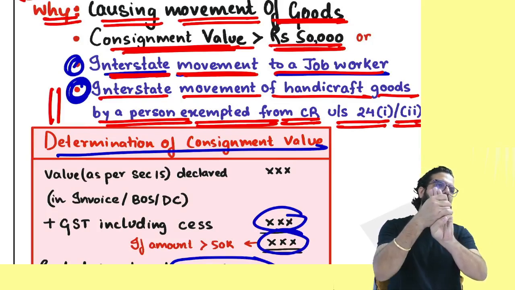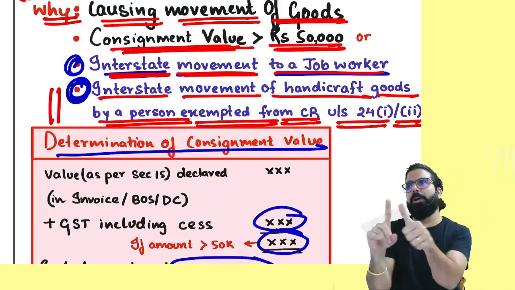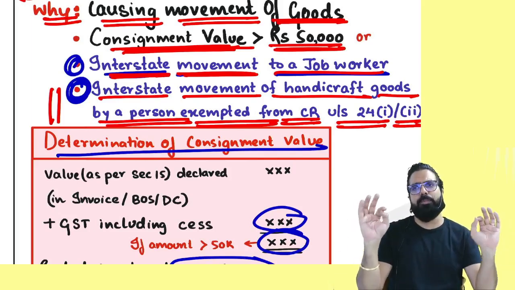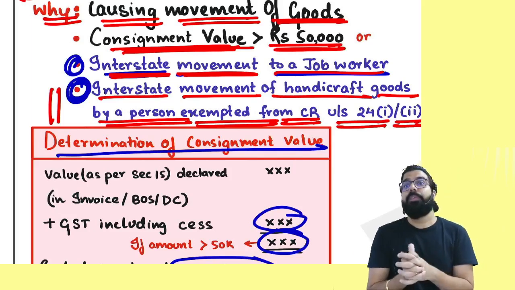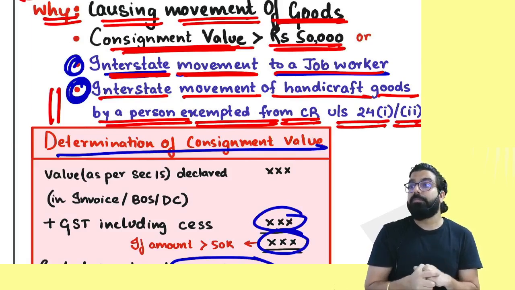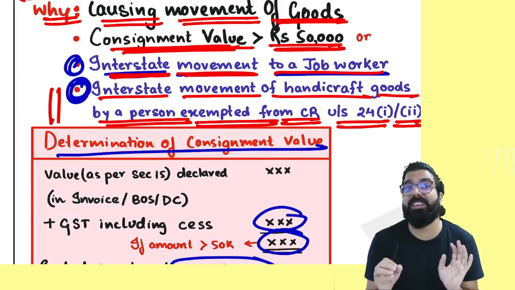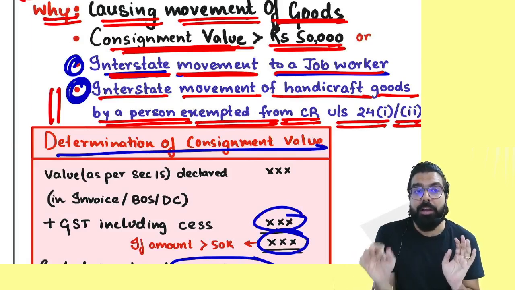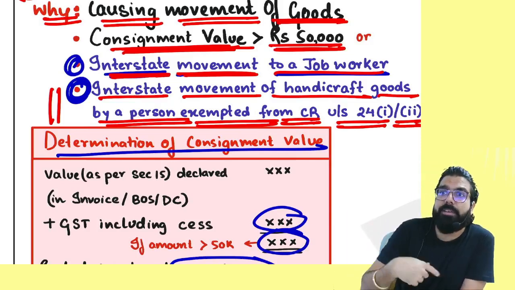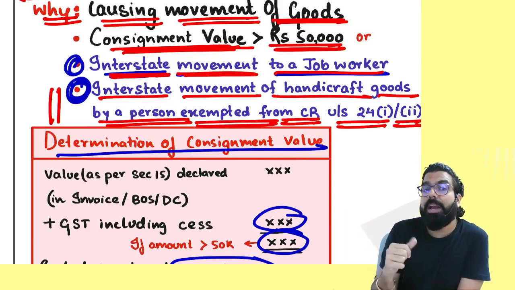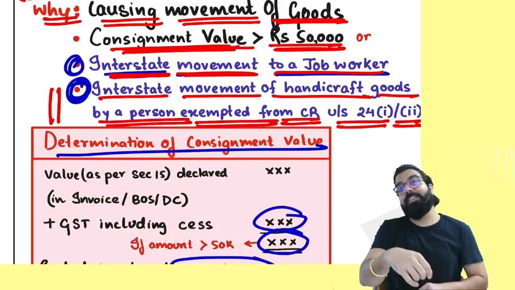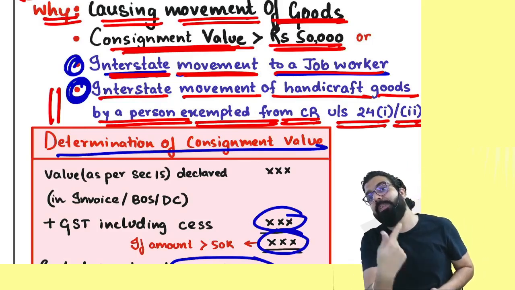What are the three cases in which an e-way bill is required? Very important from an exam point of view. Number one, when the consignment value is more than 50,000, intra or inter. Secondly, interstate movement to a job worker, compulsory e-way bill. Then, interstate movement by a person who is exempted from compulsory registration, such as interstate suppliers of handicraft goods and casual taxable persons exempted up to 20 lakh or 10 lakh. Exempted from registration, but not from the e-way bill.